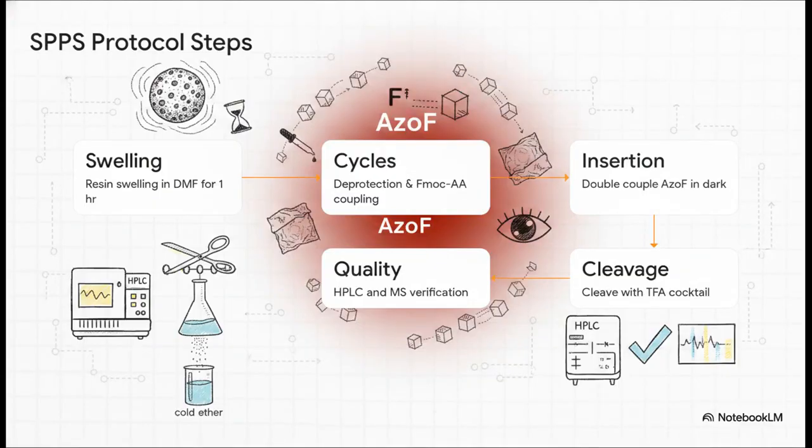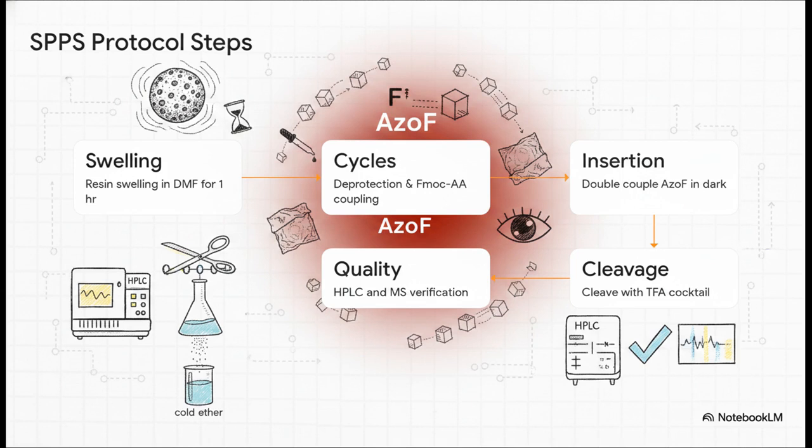The 0.1 millimole solid-phase peptide synthesis process starts with swelling the Rink amide resin in DMF for 1 hour to prep the support matrix. Next comes your standard cycles, deprotecting the Fmoc group with 20% piperidine, followed by coupling the standard amino acids using HATU and DIPEA. But Step 3 is the absolute linchpin.